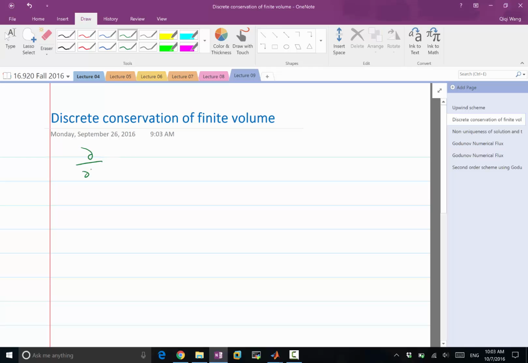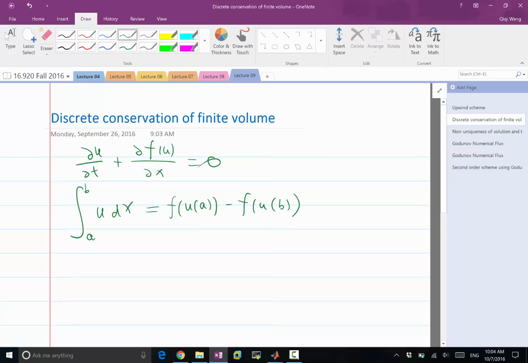So if we have a differential equation in the conservation law form, and we integrate over any interval, not just one grid point, let's say A to B, where A and B can be very different, of u dx. We know from the conservative form of the equation, this is equal to f of u at A minus f of u at B, right? So this is a natural conservation type of expression, because the time derivative of a total amount of stuff is equal to what's going in minus what's going out.